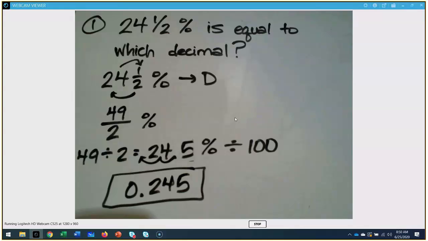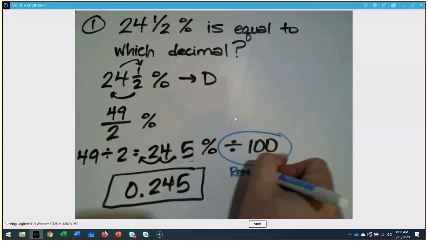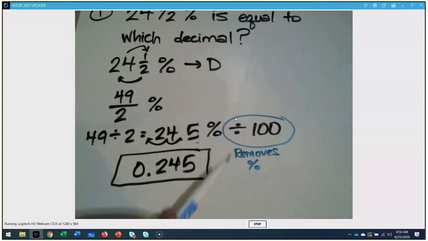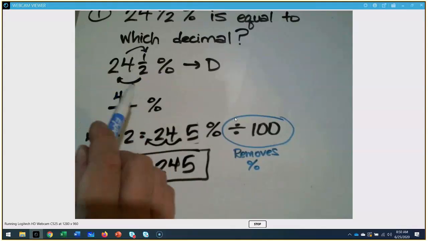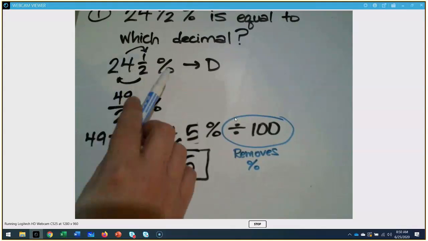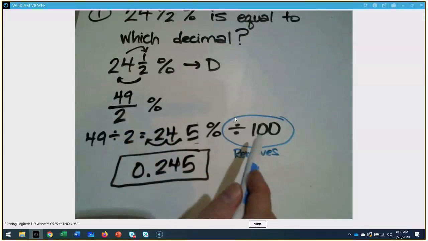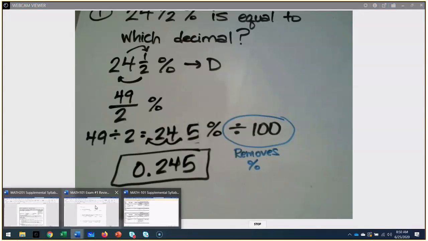Okay, let me say it one more time. This is the part that people are forgetting. That's the only thing that will remove the percent sign. Everything else you're doing here is converting from one type of percent to another type of percent, and it's still a percent until you do that last step. Okay.